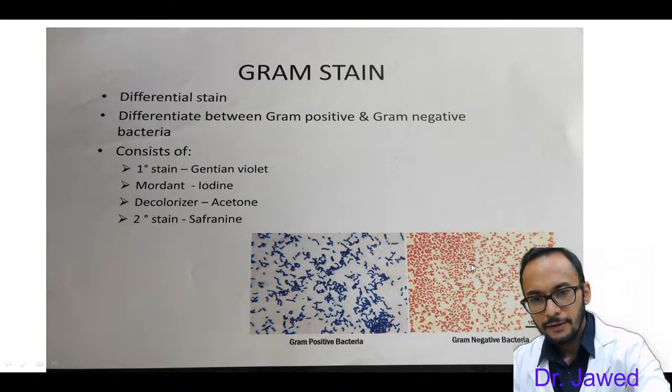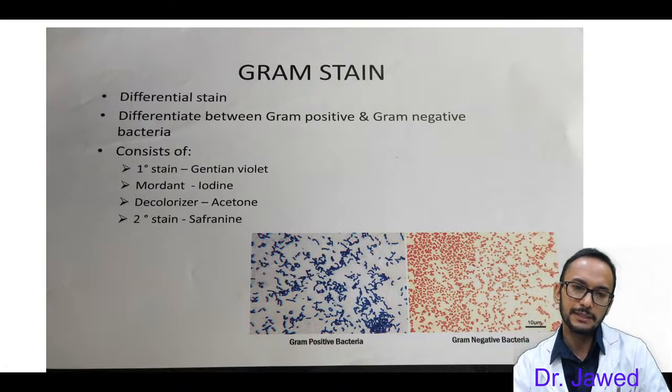So the basic principle behind this: there are many theories, like the pH theory, where we say that the gram positive organism has a more acidic cytoplasm, so it will take the basic stain more strongly and for a longer time. And in the case of gram negative organisms, the cytoplasm is less acidic than that of the gram positive organism.